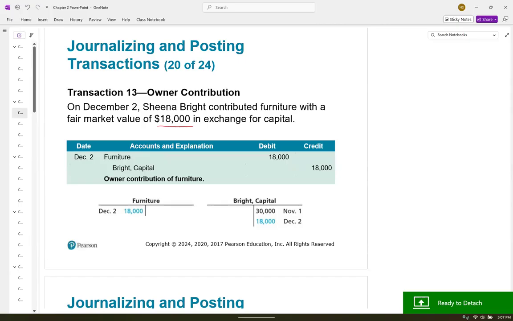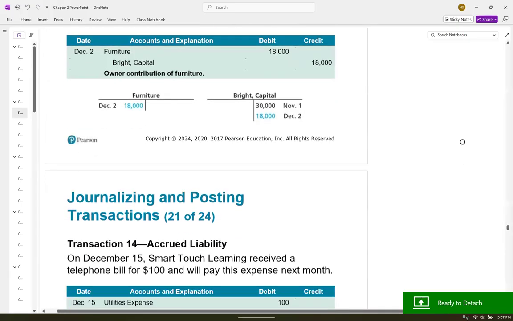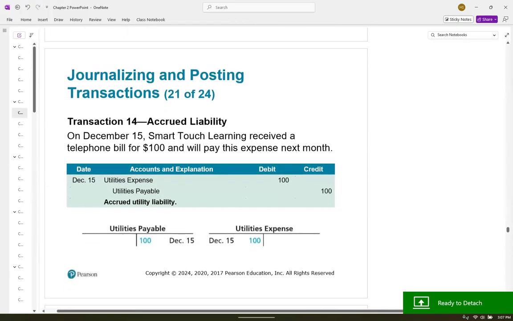Then we can add that in. We have our asset increase, but then her capital account also increased. All right. We have an accrued liability here.